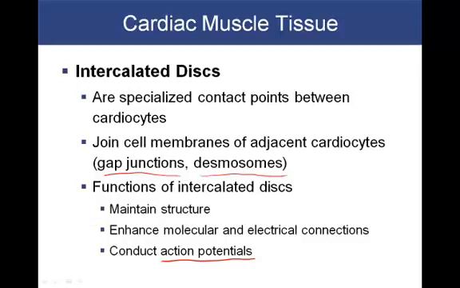When you have cardiocytes contracting, they all have to contract at the same time. When a signal is sent, all cardiocytes must contract so that the blood can be then pumped or ejected out of the heart. So these intercalated discs play a role in allowing that electrical signal to be transmitted from one cardiocyte to the next. And it happens very quickly throughout all cardiocytes, which allows all those cells to contract at roughly the same time.